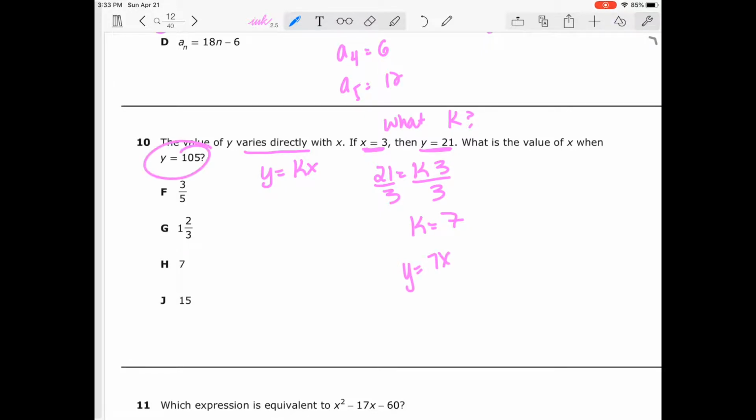But now it tells me what is x when we're given the value of y, and it is 105. So 105 is equal to 7 times x. To solve for x, I'm going to divide by 7. So 105 divided by 7 will give me x equals 15, which is our answer choice J.